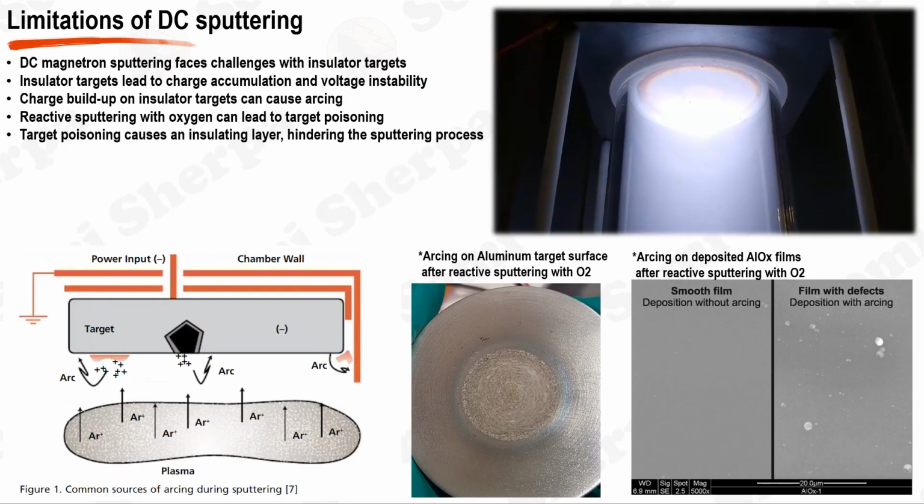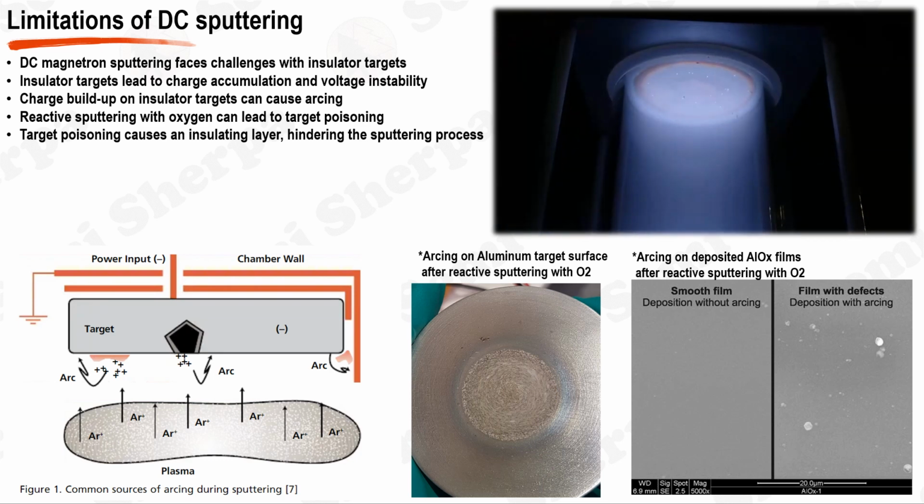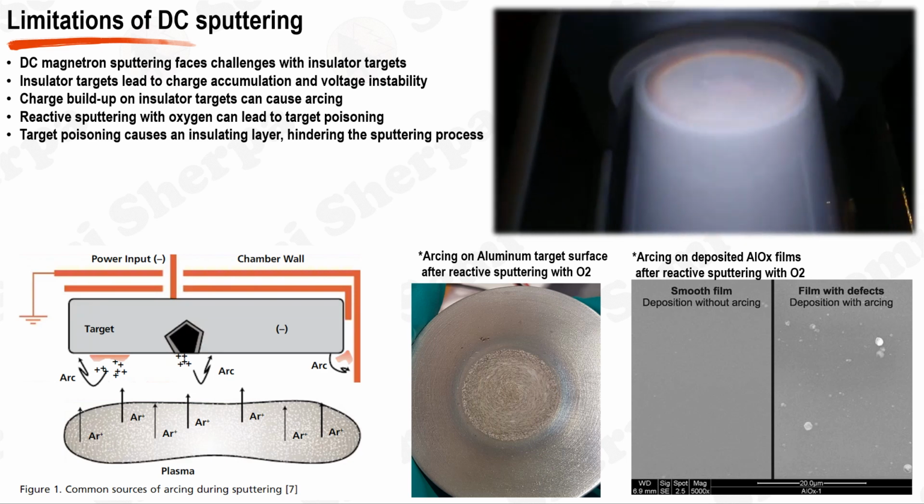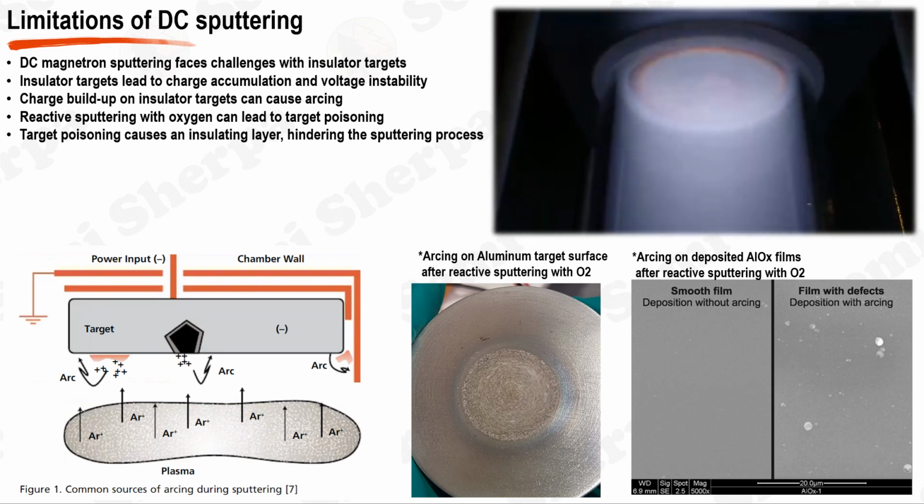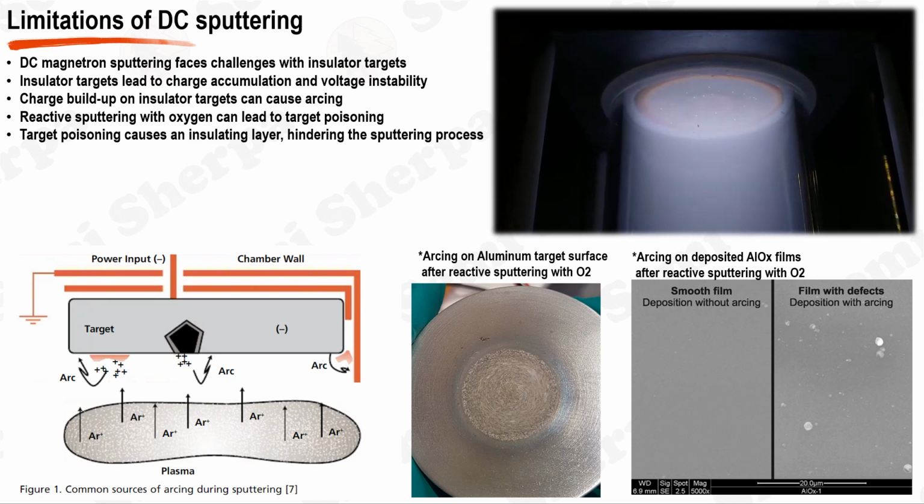DC magnetron sputtering, despite its significant contributions to thin film deposition, inevitably has its limitations, especially when dealing with insulator targets and reactive sputtering using oxygen. Let's delve into these complexities for a more comprehensive understanding.